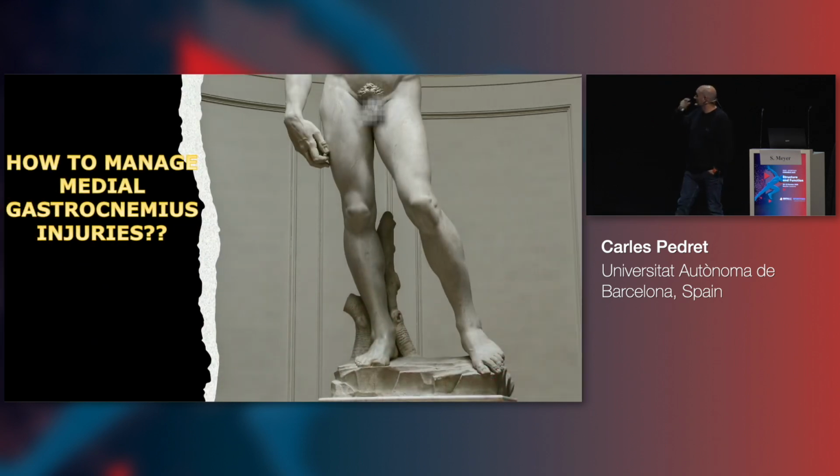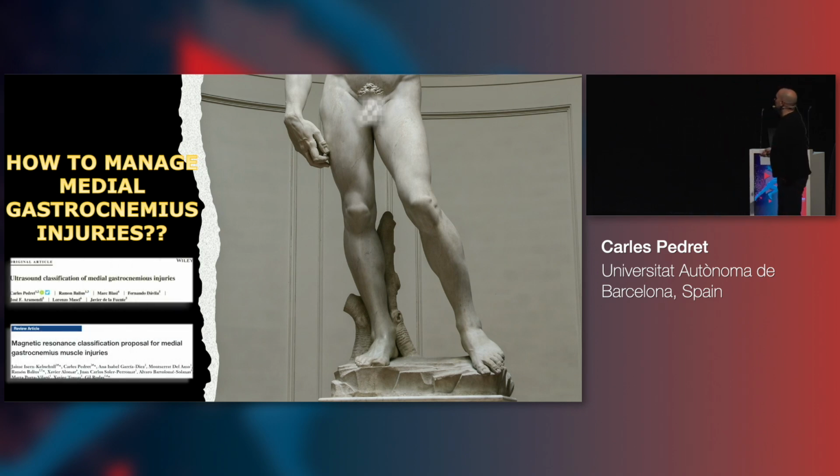Okay, so how to manage medial gastrocnemius injuries. We published two classification systems, an ultrasound classification system and a magnetic resonance correlation. I have to say that if you ask me about any other muscle injury, I would say we need MRI to have an accurate diagnosis. But if we speak about the medial gastroc, I think ultrasound is more than enough to make an initial correct diagnosis and a correct follow-up of all the injuries.